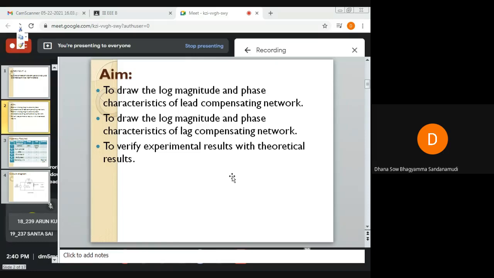Before coming to the laboratory, you must draw the Bode plot for both the lag compensator and the lead compensator, taking a transfer function, and come to the laboratory. After doing the experiment, depending on the values that you get, you have to plot the Bode plot for the values obtained in your observation, and you must compare those two Bode plots.